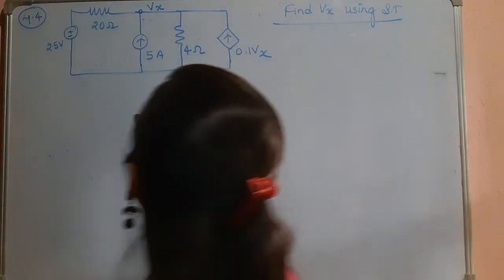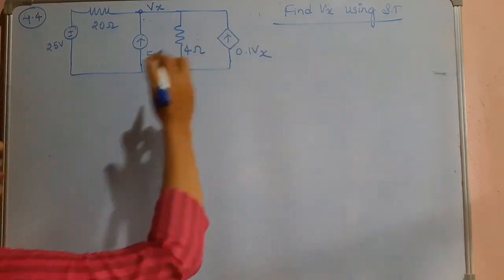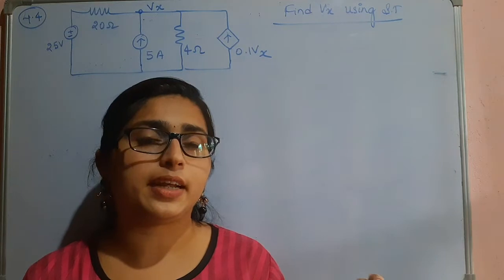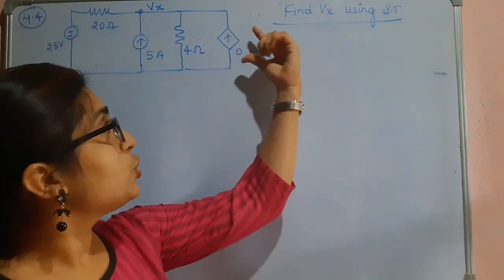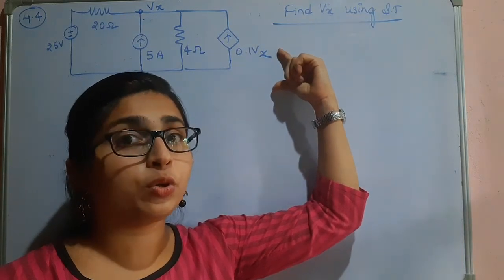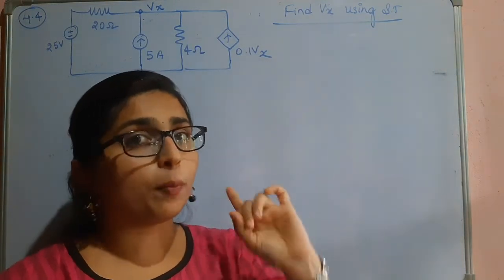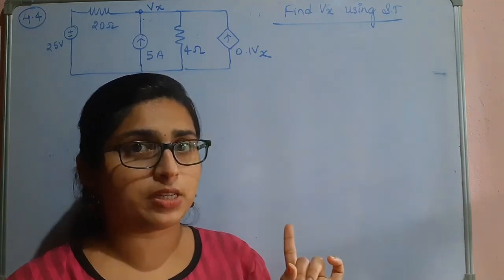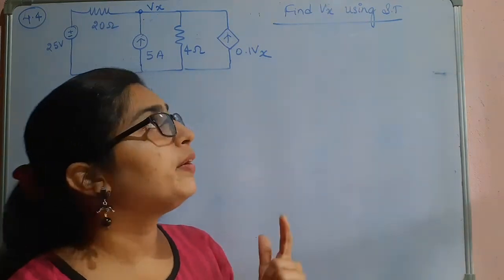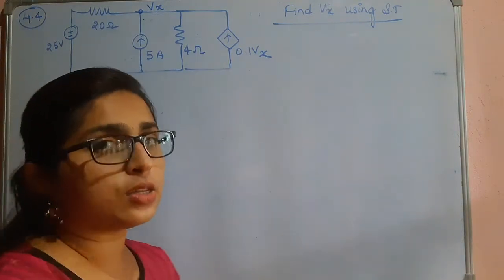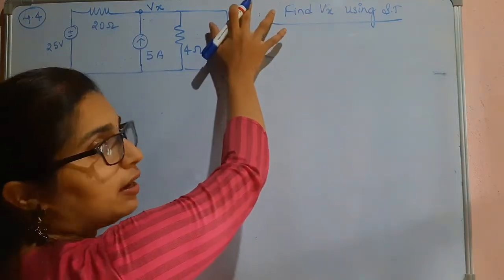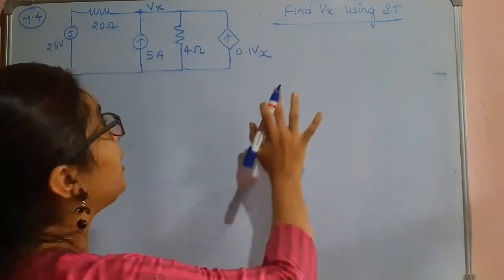Now, according to the superposition theorem, we have to consider only one independent source at a time. Remember, one should be left intact. Which one? The dependent source. You are not going to open this. Open means the current source will be opened, right? That is in the superposition theorem, deactivating the current source. But remember, this is a dependent current source, so you are not going to open it. This will be left as it is, kept intact.